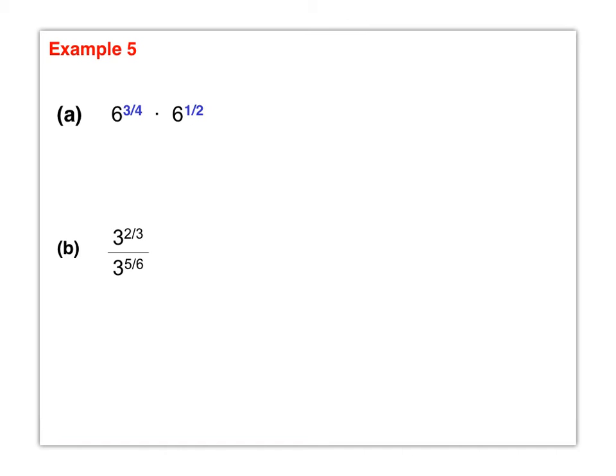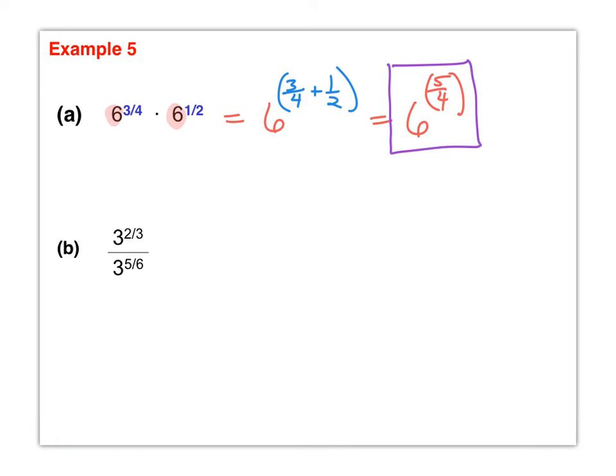Example 5, we have 6 to the 3/4 times 6 to the 1/2 power. Since the bases, 6, are the same and we have a product here, we apply the product rule, where we take the base 6 and raise it to the 3/4 plus 1/2 power. Let's add 3/4 and 1/2 together so that we get 6 to the 5 over 4. So we can leave our answer in this form.